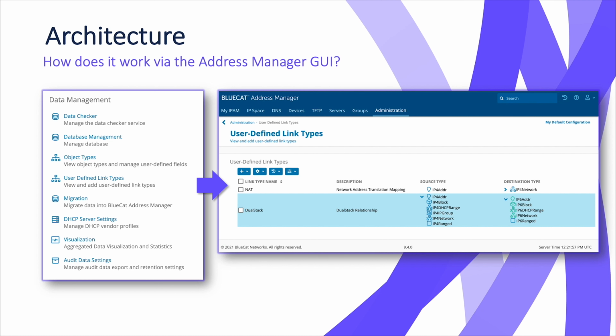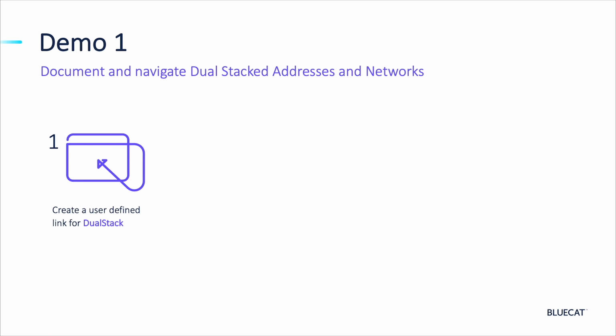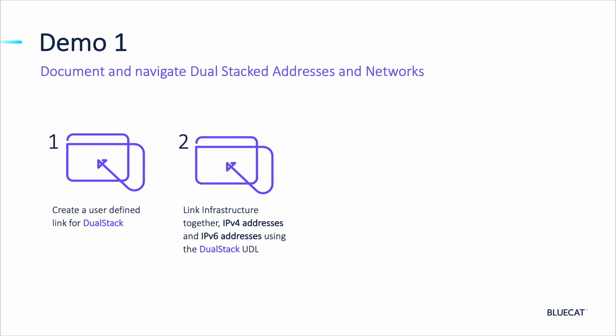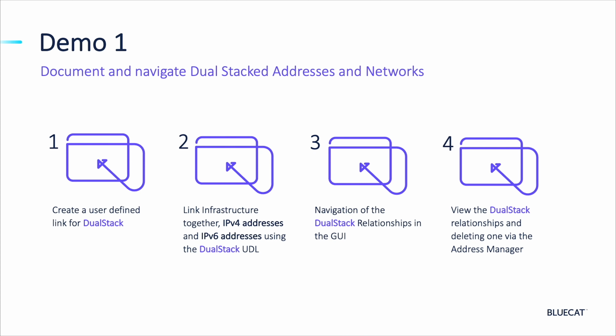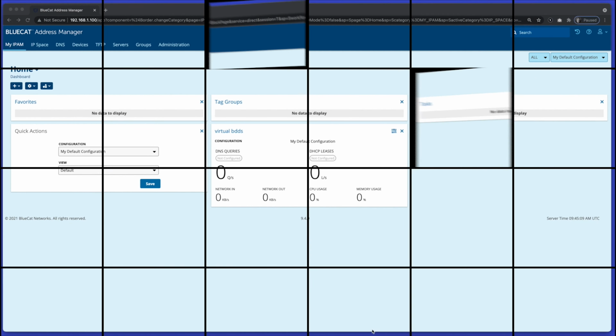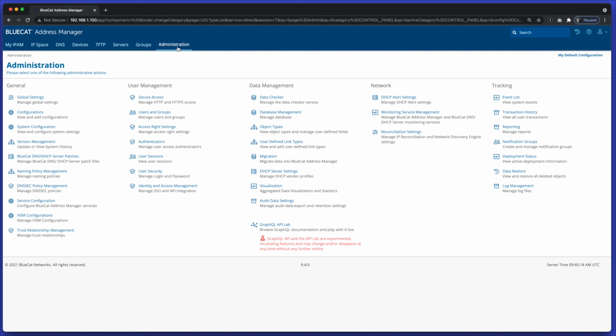in the Admin tab. In our first demo, we're going to be creating a new user-defined link type to support dual stacking, that is, the linking together of IPv4 infrastructure to IPv6 infrastructure. We'll create a new user-defined link called dual stack in the Address Manager. We'll link together an IPv4 address and IPv6 address using this relationship. We'll navigate this relationship in the Address Manager, and then we'll remove one of the links to show some lifecycle operations. Our first action is to define a new user-defined link type for our dual stack relationship.